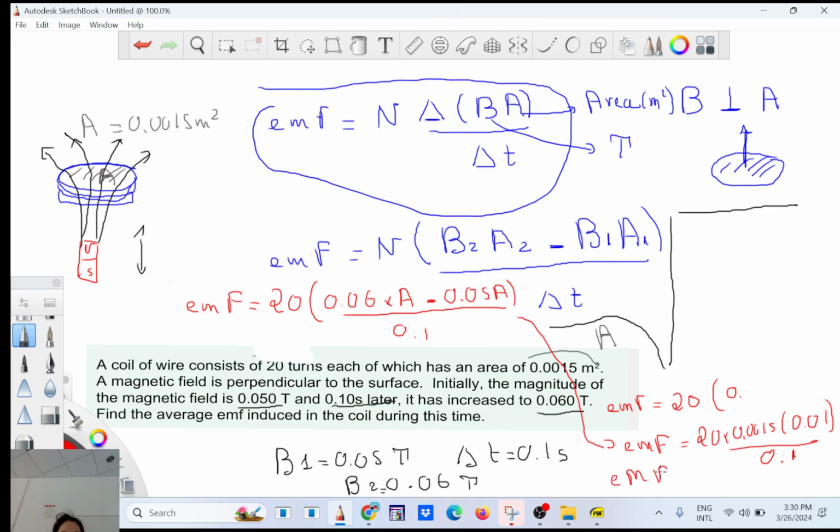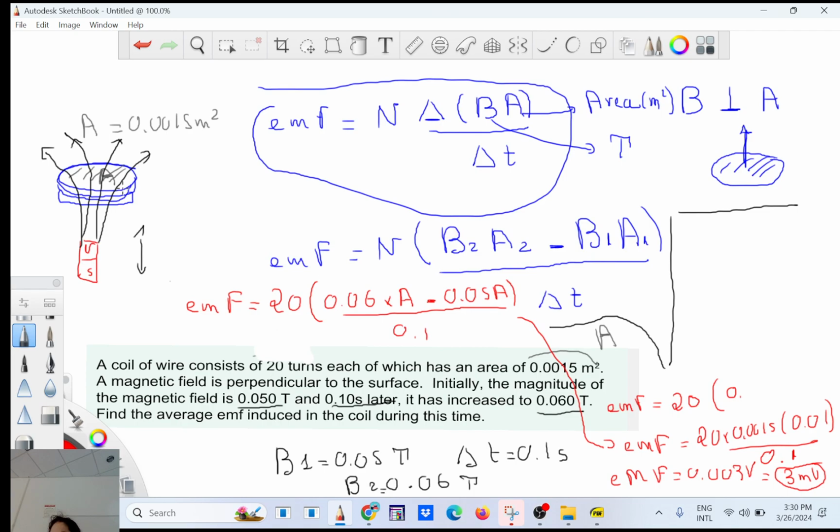So the EMF equals 0.003 volt, right? So that will be 3 millivolt. Okay, do you agree? So what you have to understand is that when the magnetic field is stronger, that means more field lines. If it's weaker, that means less field lines poking through this area.